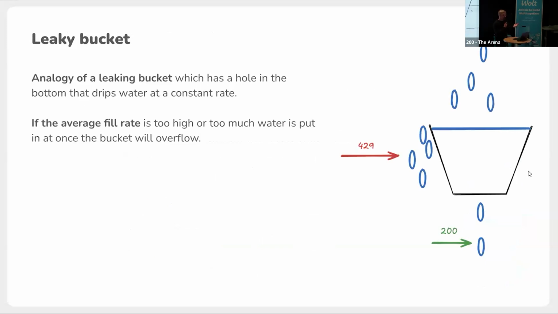So leaky bucket. There's another one of my famous drawings. You can see there's some leakage going on in the bucket. Maybe by the name you can tell it's based on an analogy of a bucket that's leaking at a constant rate. If the amount of water that comes into the bucket exceeds the constant rate that the bucket leaks, the bucket is gonna fill up and overflow, and it's going to miss some of those drops of water.